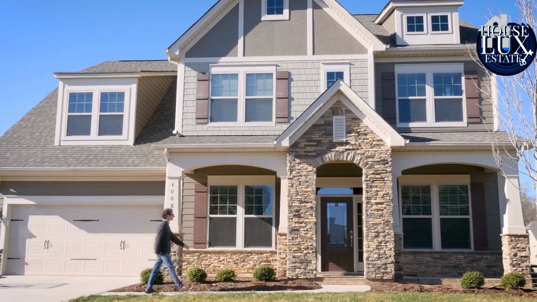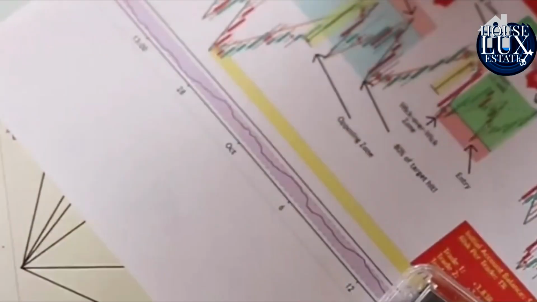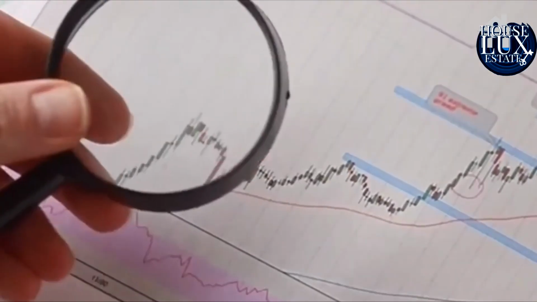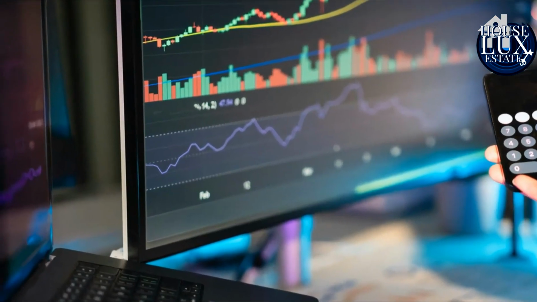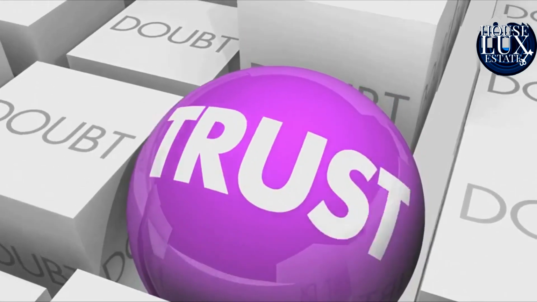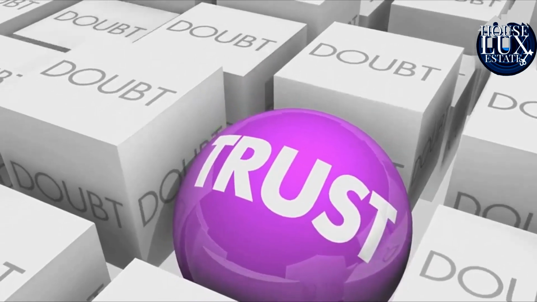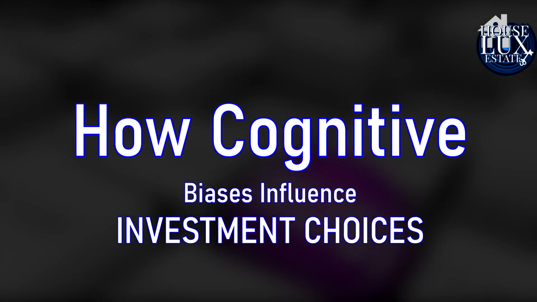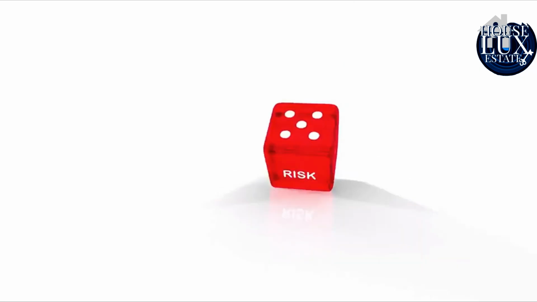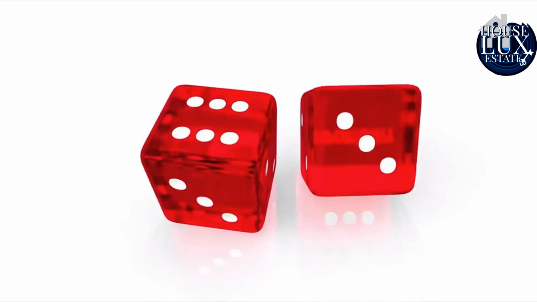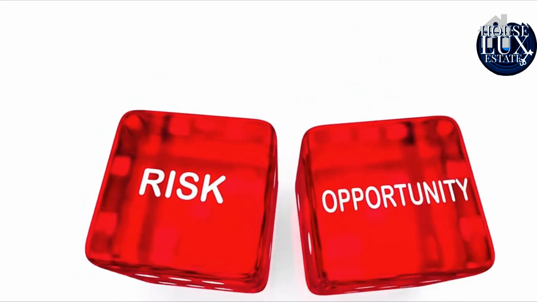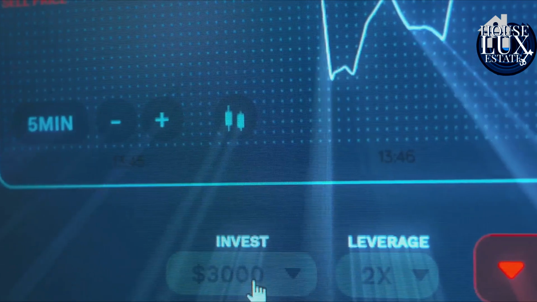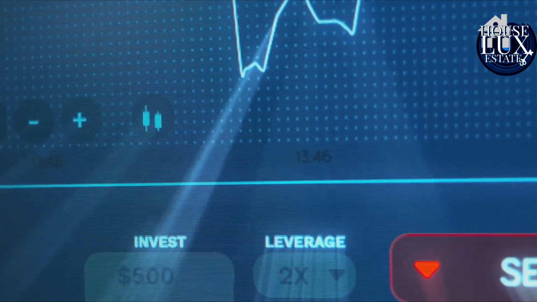We're here to equip you with valuable insights into the investment world, providing you with tools to make informed, profitable decisions. Today, we're going to explore a fascinating aspect of investing, how cognitive biases influence investment choices. We'll delve into the depths of our minds, uncovering the hidden biases that may be steering your investment decisions. Stay with us as we delve into this intriguing topic.